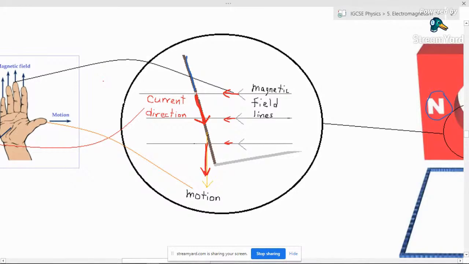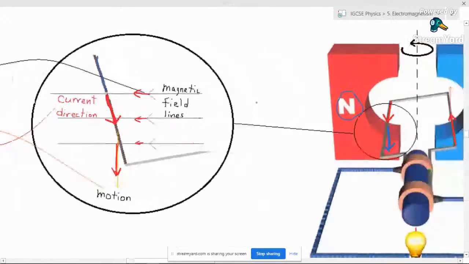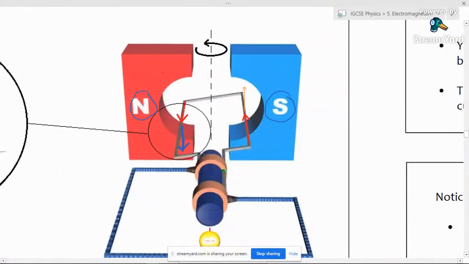So again, oops, I drew the magnetic field lines the wrong way there. Anyway, let's look right here. If you point your fingers from north to south, so from left pointing towards right, and then you point your thumb down, because that's the direction that this part of the coil is moving, you'll see that the palm of your hand ends up pointing in the same direction as this red arrow. And that means the current is flowing this way through that part of the wire.